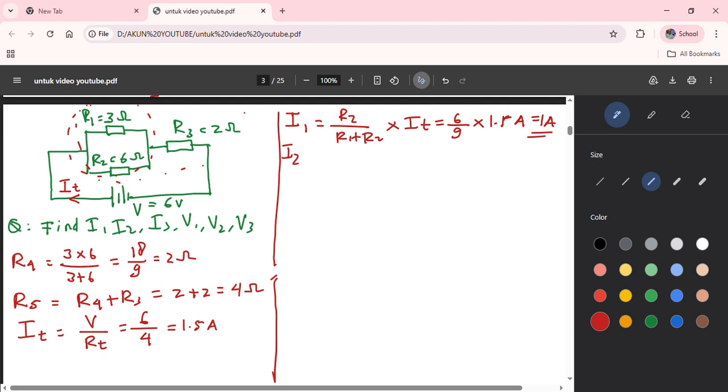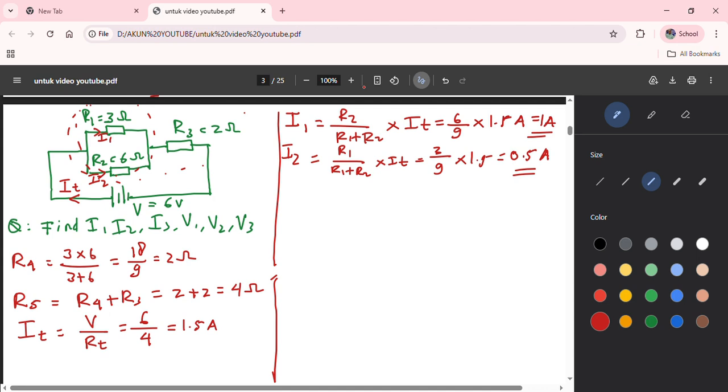Next, I1 is the current flowing here, and this one is I2. So for I2, the index is R1. I2 is R1 divided by R1 plus R2 times IT, which is equal to 3 over 9 times 1.5. That is 4.5 divided by 9, which is 0.5 ampere. So it proves that 1 plus 0.5 is 1.5.